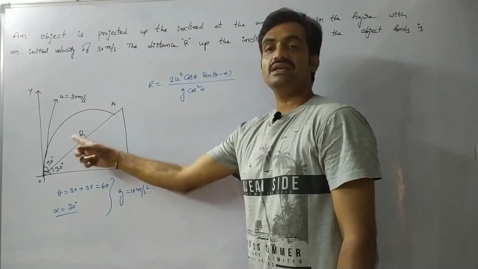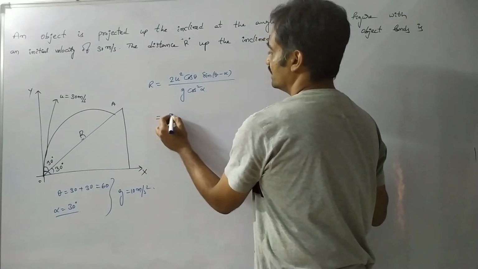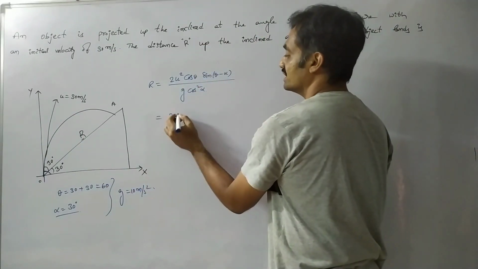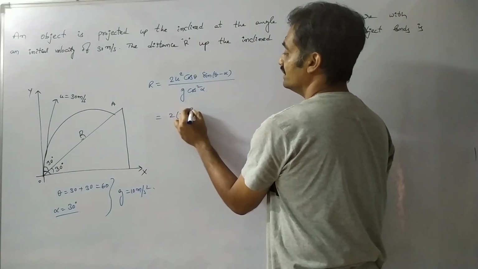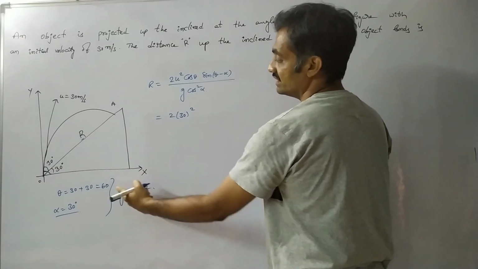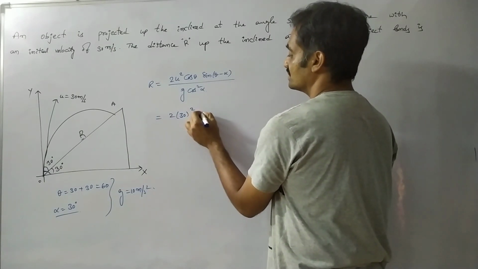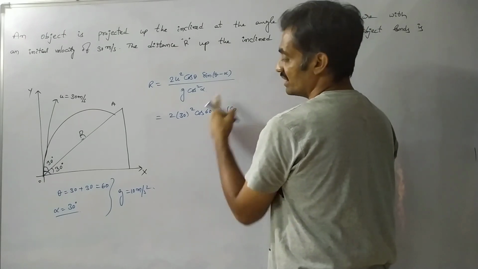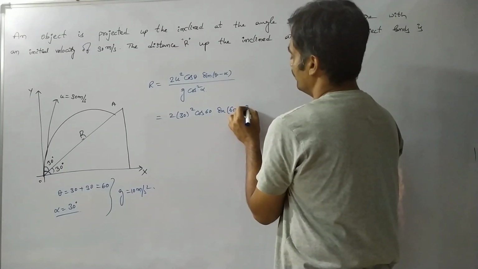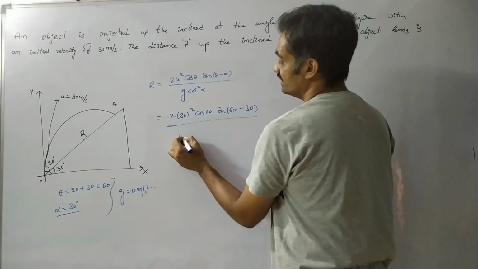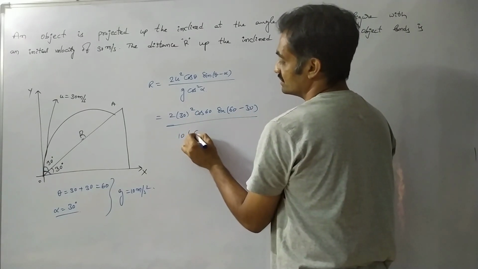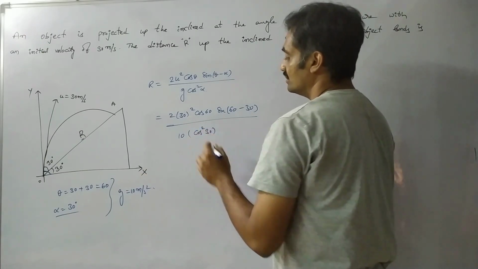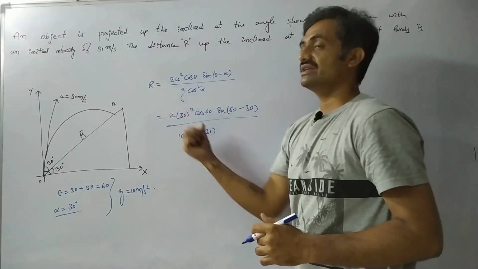Based on that we find the range: 2 into the velocity, where u² is 30², into cos θ, which is cos 60, into sin(60 − α), which is sin(60 − 30), divided by g, which is 10, into cos² α, where α is 30. By substituting all these values we can find the range.